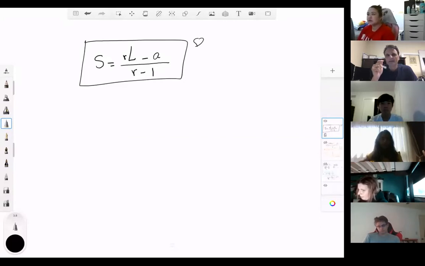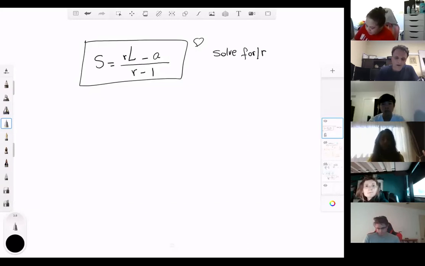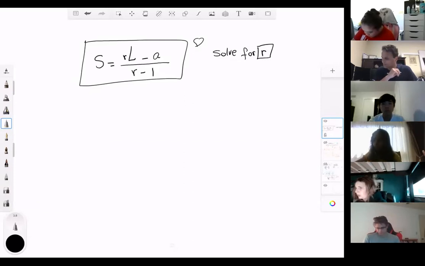So the question here is, I'm going to ask you guys, solve for R. So you need to have R by itself. Can you guys work on this?